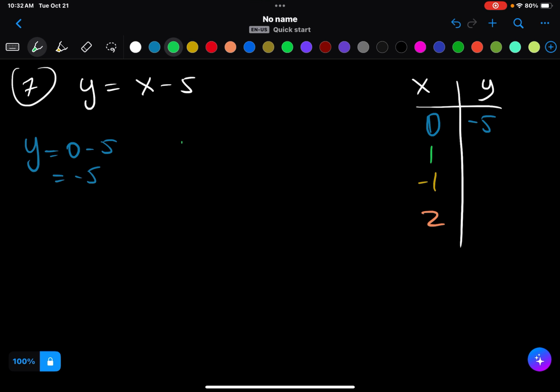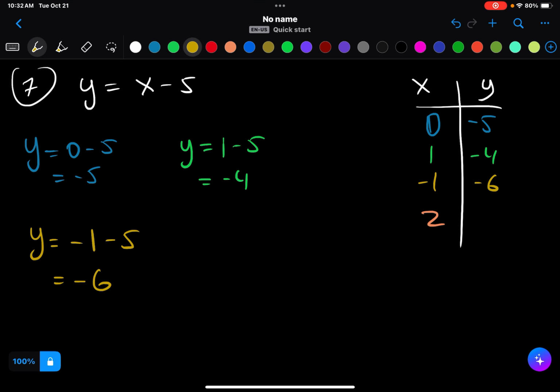When x is 1, y is going to be 1 minus 5, which is just -4. When x is -1, y is going to be -1 minus 5. Combining two negative numbers, it'll be -6, because you're adding the two negative numbers. And for the last one, when x is 2, y is going to be 2 minus 5, and that's just -3. That was super easy, because it was an easy equation.